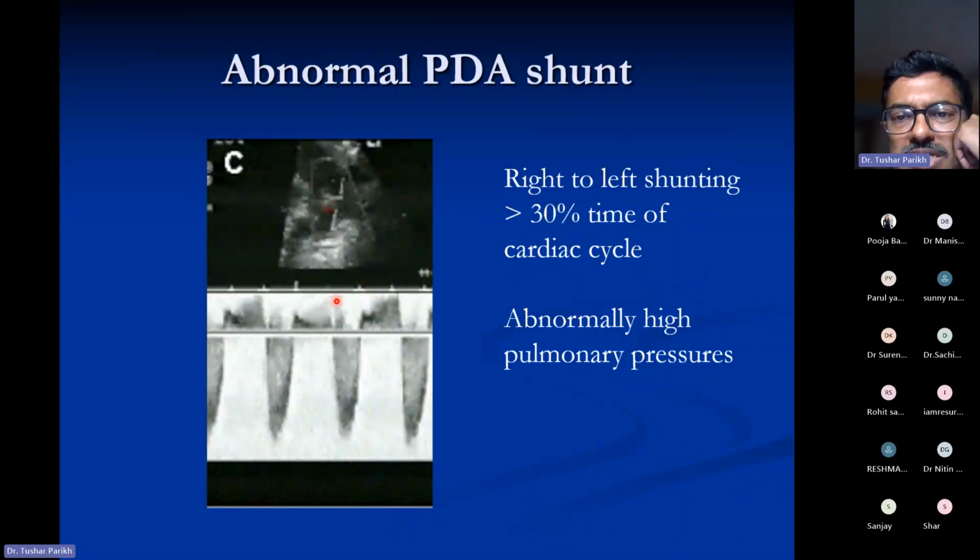So an abnormal PDA shunt is considered when right to left shunting is more than 30% of the cardiac cycle. And that happens when the pulmonary pressures are very high. So when you put the pulse wave Doppler in the ductus arteriosus, if you are seeing more than 30% of the cardiac cycle is right to left, then there is pulmonary hypertension in the baby.